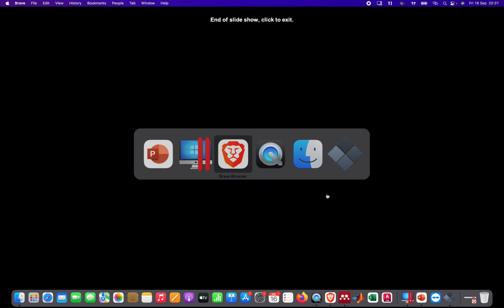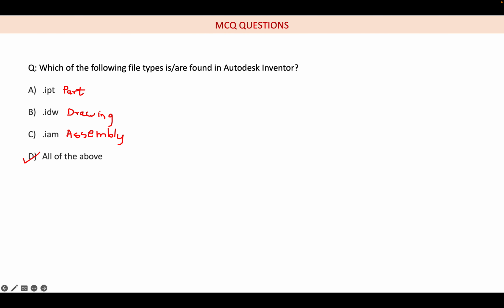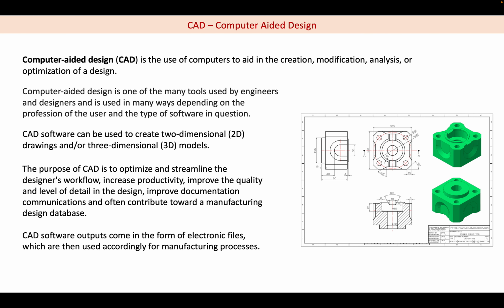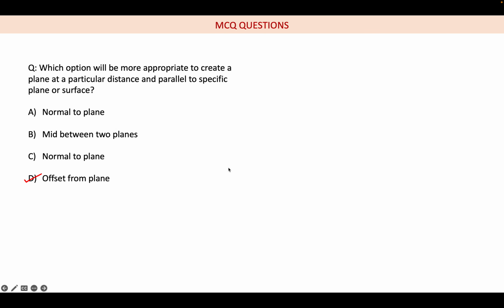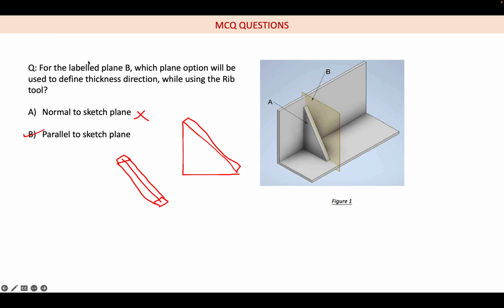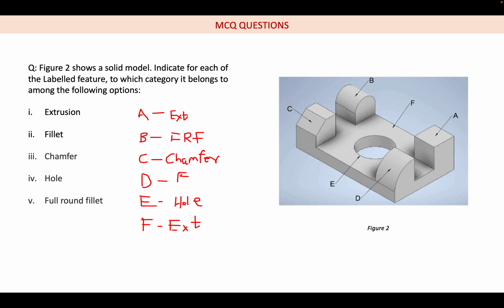So it is the end of the slideshow. So does anybody have any doubts in what we discussed? So how the features I am applying. So quickly I will have a small recap of what we saw today. So we saw what is CAD, the history of CAD, and Autodesk Inventor, then some MCQ questions. So I think in the MCQ question we saw this difference between normal and parallel to sketch plane. We saw that we have to use parallel to sketch plane to get the rib. So we saw these MCQ questions.